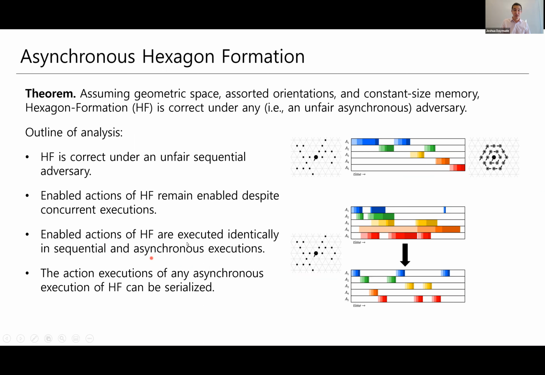What we're going to show with these two properties is that we can serialize that execution. We can take the concurrent version and provide a sequential ordering of the action executions such that the same outcome is produced. And as long as we can show that all asynchronous executions are finite, then this all goes through and we get unfair asynchronous correctness.